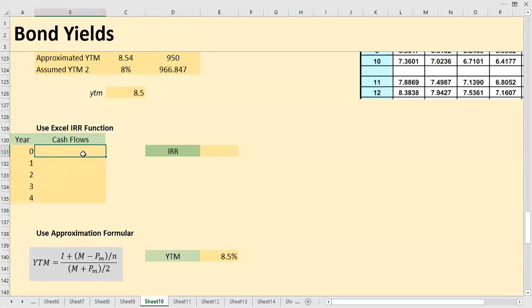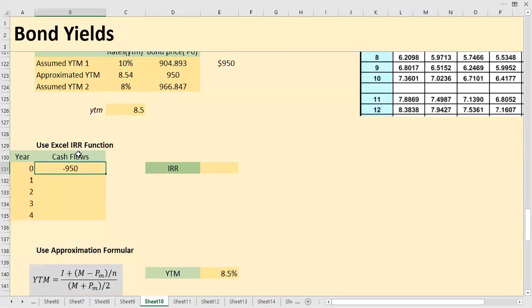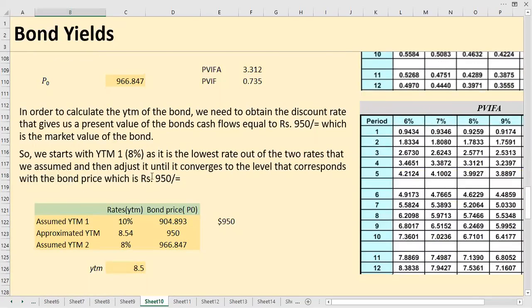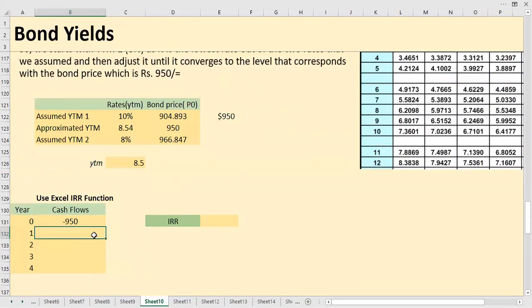At the beginning of the cash flow, we will have to pay 950, so I am putting it as a negative value. We will have to pay 950 to buy this particular bond from the market, because the market price is 950 rupees according to the sum. Then at the end of the first year, I am getting 70 rupees. Second year, 70 rupees. Third year, 70 rupees. And the fourth year, 1070 rupees. Right? This should be clear now.